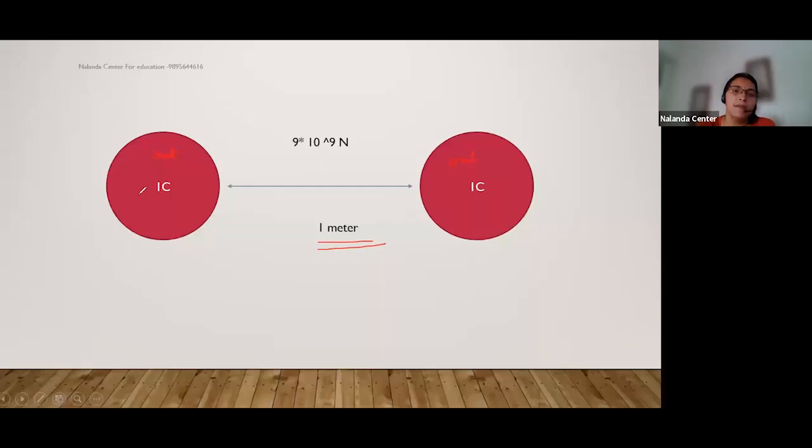Some amount of charge, we don't know if it is 1 coulomb. Two equal amounts of charge are kept at a distance of 1 meter, and we found that they are experiencing a force of 9 into 10 raised to 9 Newton among each other. They repel or attract with a force of 9 into 10 raised to 9. Then we can say that the amount of charge kept at both places is equal to 1 coulomb.